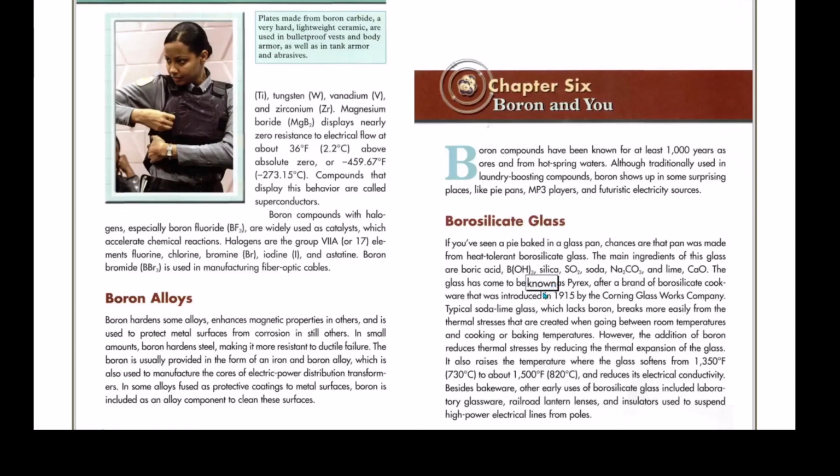By reducing the thermal expansion of the glass, it also raises the temperature where the glass softens from 1,350 degrees Fahrenheit, 730 degrees Celsius, to about 1,500 degrees Fahrenheit, 820 degrees Celsius, and reduces electrical conductivity. Besides bakeware, other early uses of borosilicate glass included laboratory glassware, railroad lantern lenses, and insulators used to suspend high-power electrical lines from poles.